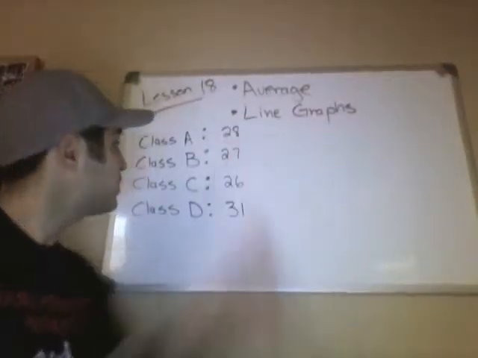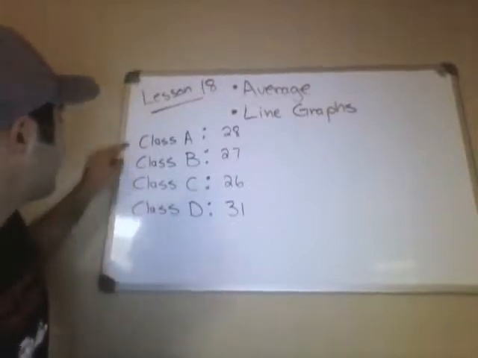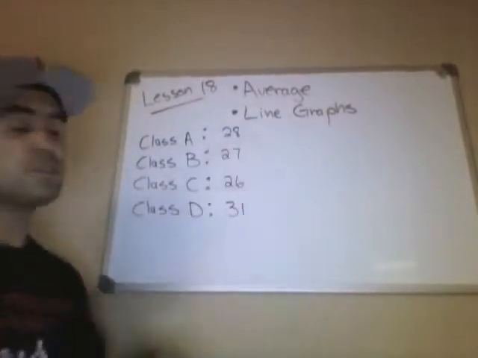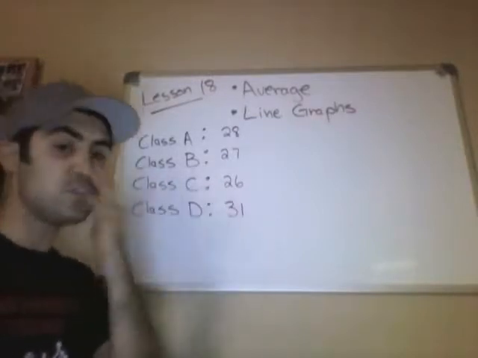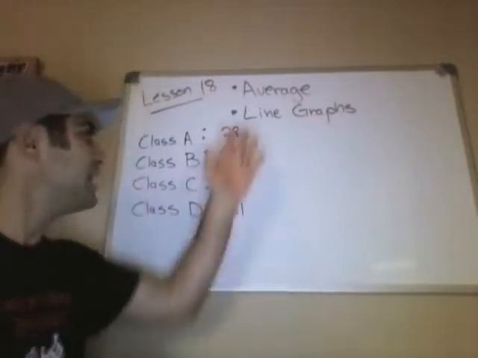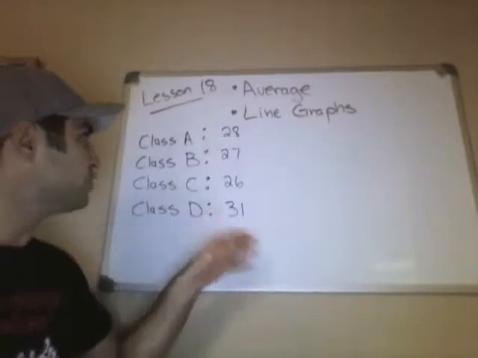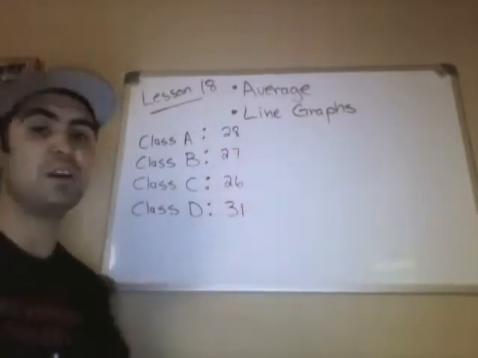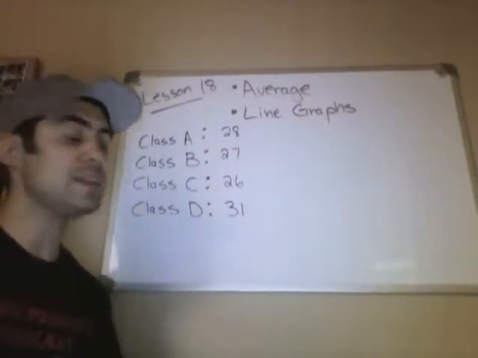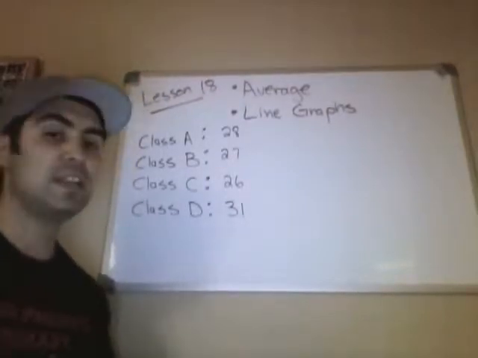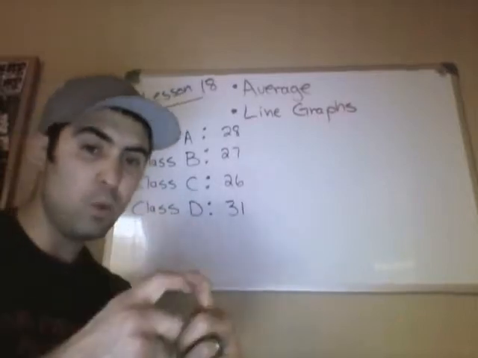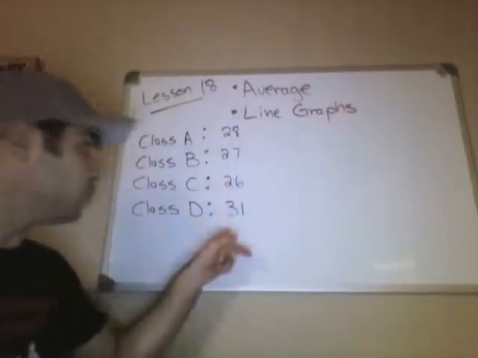okay, here's a group of numbers. We have Class A has 28 students in it, Class B has 27, Class C has 26, Class D has 31. So what is a number that can describe this group of numbers, 28, 27, 26, 31? One number that can describe it is the average. Alright, so how do we find the average? It will be one number that will describe this group of numbers.